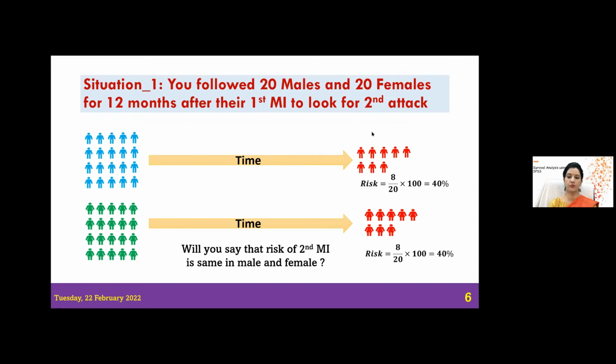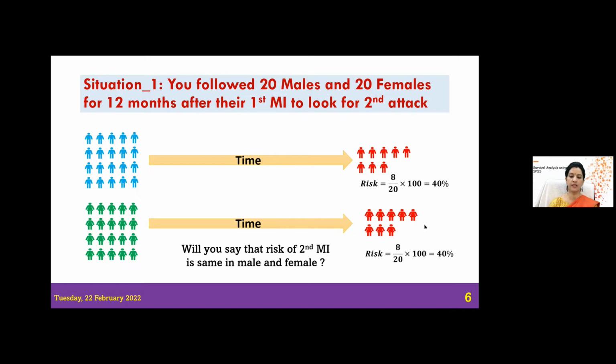So out of this 20, you can see that 8 men developed a second attack of MI. And out of this 20 women, again, 8 women got this second attack of MI. So if we see the risk of these two situations, it will be the total number of people who have developed this second attack of MI divided by the total number who were at risk, into 100. So it will be 40%. Similarly, for females also, totally 8 females developed a second attack of MI, whereas the total at risk was 20. So it was 40%.